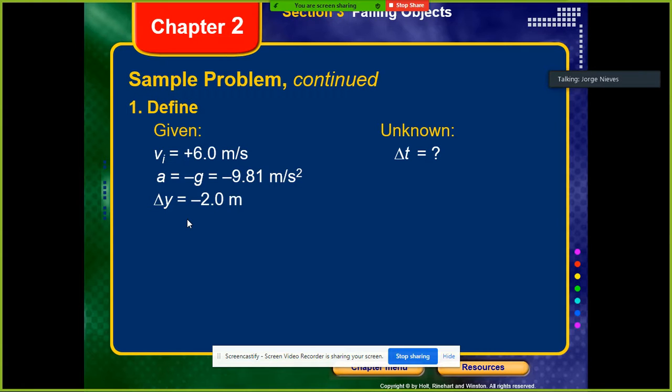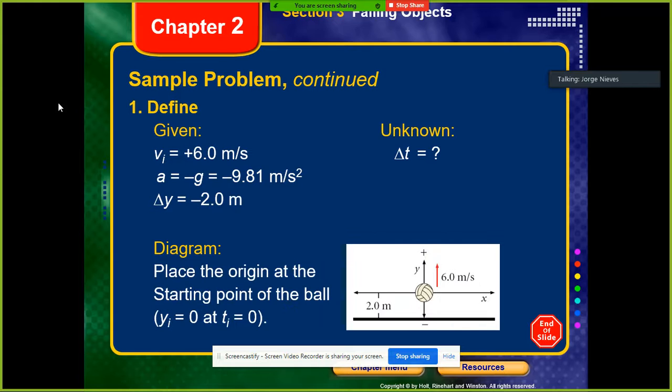Básicamente eso es lo que mide el jugador. So es negativa porque está, ¿verdad? Eso hay que restarlo a la initial velocity, okay? So, ¿verdad? Por eso es que dice negativo 2.0, okay? So we place the origin at the starting point of the ball. Okay, so that's why it's negative 2.0 meters.